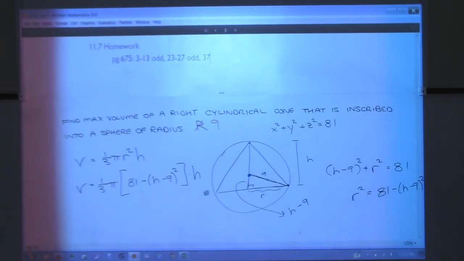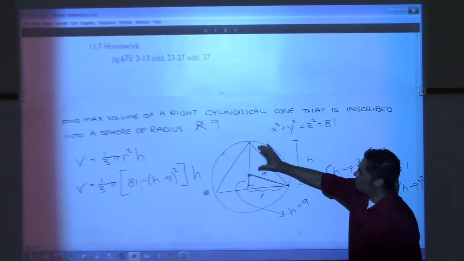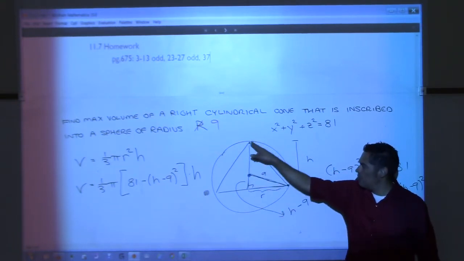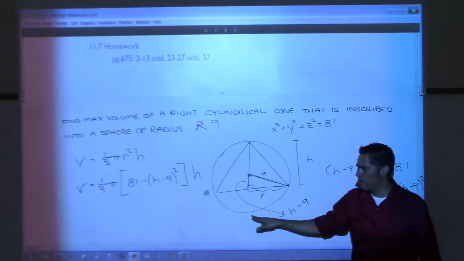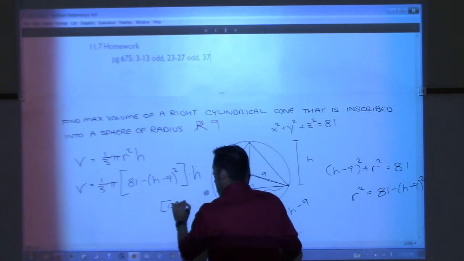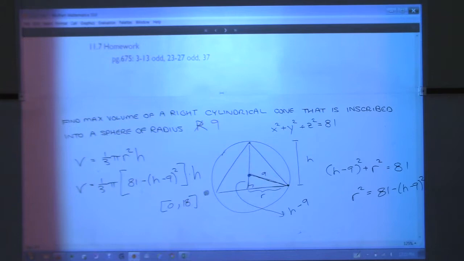And once you have a function of a single variable, you can do all your calculus that you did in Cal 1. Do we have a closed interval? Do we have a restriction on the variable h? What is the smallest h can be? 0, and the biggest h would be all the way down here, which would give you a 0 radius, but you would be looking on the closed interval 0 to 18. And that's how we did it. We take the derivative of that, set it equal to 0, figure out where it's undefined, and work through it. Does that at all look familiar? Maybe, maybe not.